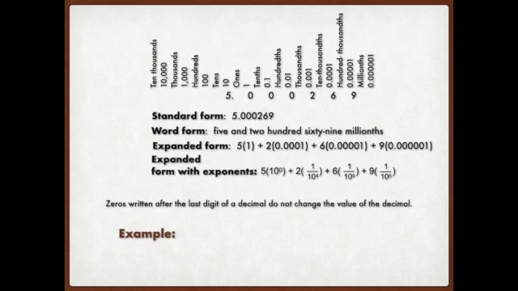So if we have a zero after a 0.01, such as 0.010, that's still the same number. Let's look at an example.